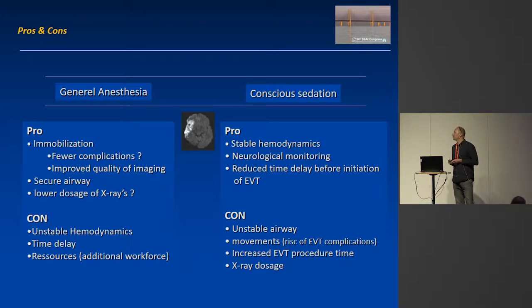The main disadvantage of conscious sedation is that we have patient movements. Typically, the patients are paralytic on one side, and the other limbs move uncontrollably, and that can really be a problem, mainly to the neurointerventionists. Another disadvantage is that they have an unstable airway. So when we have to choose between general anesthesia or conscious sedation, we have to weigh all these aspects up.